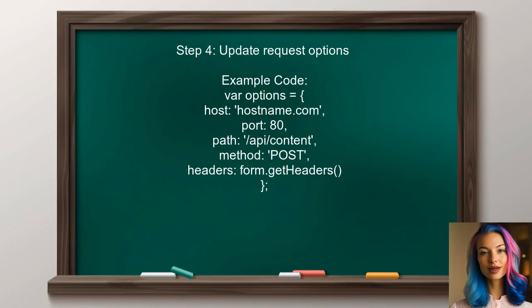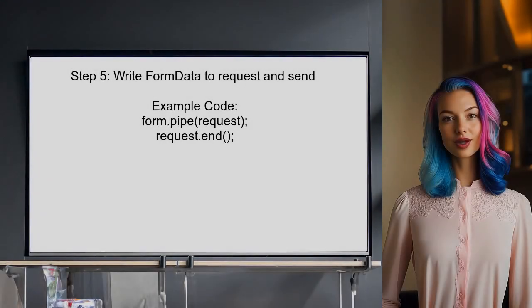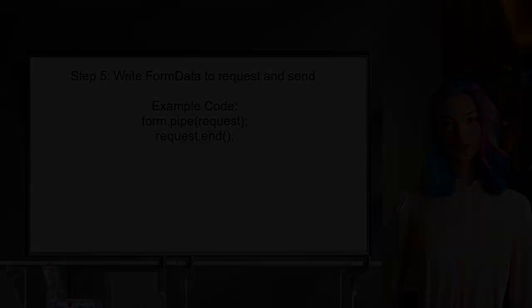After preparing the form data, the user should update the request options to include the correct headers. This includes the headers from the form data instance. Finally, the user should write the form data to the request and end it. This will send both the image and the JSON data to the specified API endpoint.